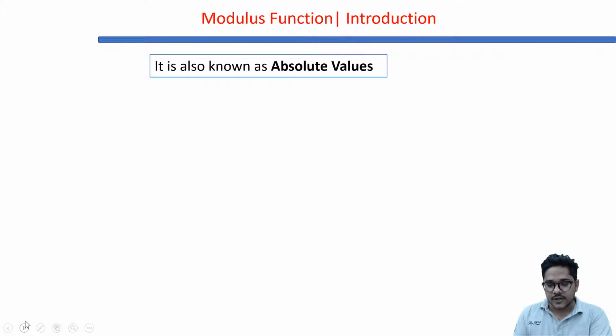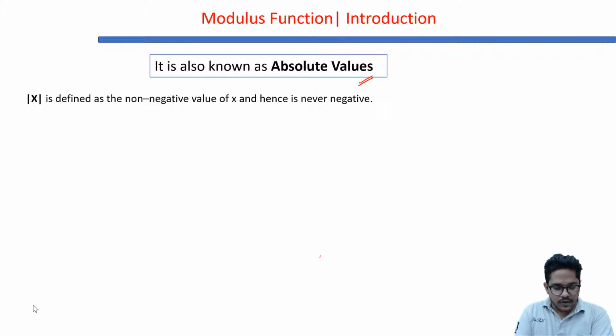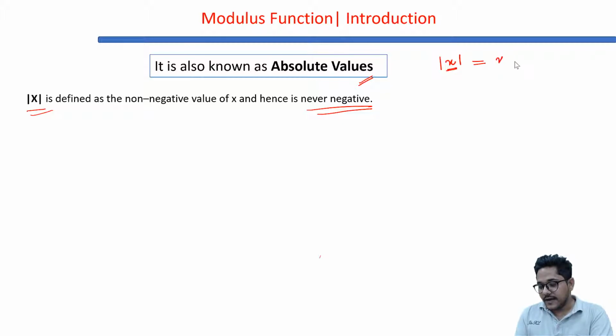What is a modulus function? Modulus function is also known as absolute values. So what is the definition of modulus function? Modulus of x is defined as a non-negative value of x and hence is never negative. So whatever the value of x that we'll put into this modulus will always get a positive value. So modulus of x equals x when x is greater than 0. Also modulus of x equals minus of x when x is less than 0.